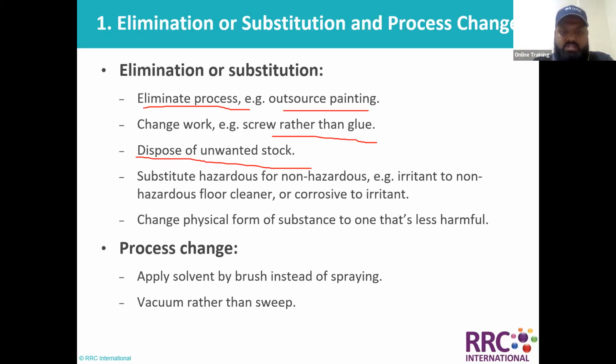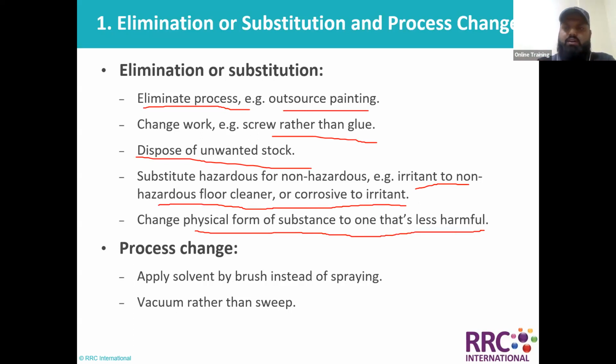Substitute hazardous with non-hazardous, for example, irritant to non-irritant, non-hazardous floor cleaning, or corrosive to irritant. Like a simple way, acid to Harpic, we are going to change it that way. Change the physical form of the substance to one that is less harmful. If you have gas, try to bring something which is liquid. If liquid, try to bring something which is solid. In that way, we are eliminating or substituting it. Process change, apply a solvent by brush instead of spraying. Don't do spray painting, use brush painting. Vacuum rather than sweep. Instead of sweeping and making it airborne, you can vacuum, you can suck it in that way. We are changing the process.